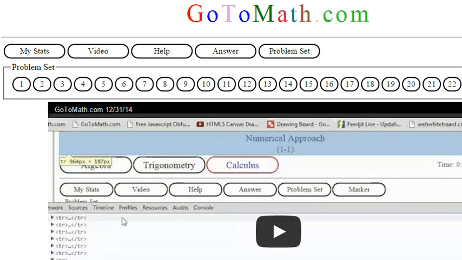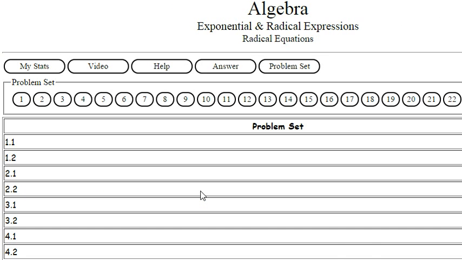We're GoToMath.com doing some radical equations, and what are we doing? 5.1, I believe. Alright, we have the square root of 4x plus 15, and that is going to be equal to 2x.